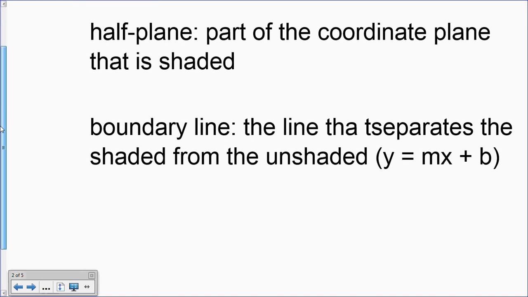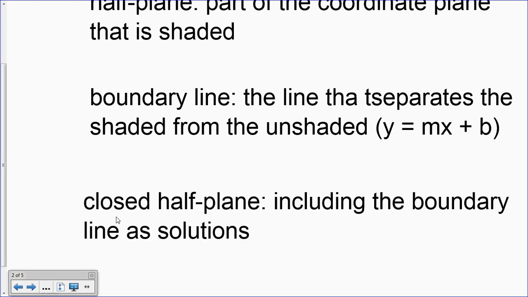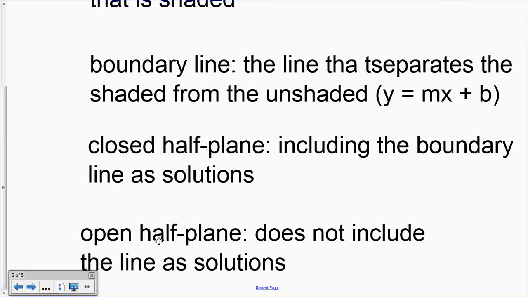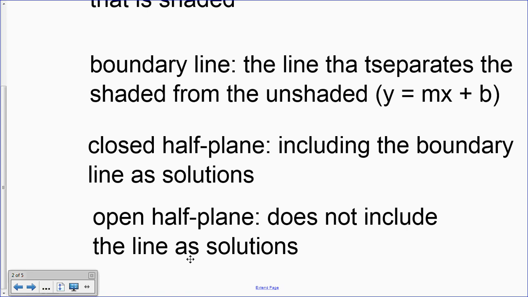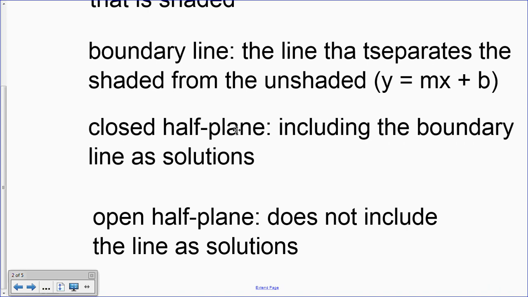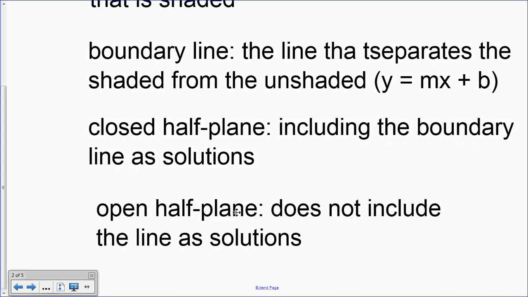Okay? A closed half plane means that we are actually including the boundary line as solution, so that would be a solid line that we have. And the last one is an open half plane, which does not include the line, so meaning it would have a dotted line. Okay? So again, these are not vocab words we tend to use very often, but it's important to know what they are.